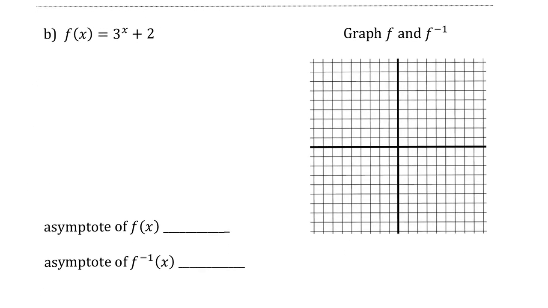I'll graph it first. So normally for an exponential, the asymptote's at y equals 0, but this one's going to go up 2. So let's go ahead and move it up 2 because it's going to help my graph. So y equals 2. Normally I'm at 0, 1, but I'm moving up 2. I'm normally at 1, 3, up 2, 1/3, up 2.